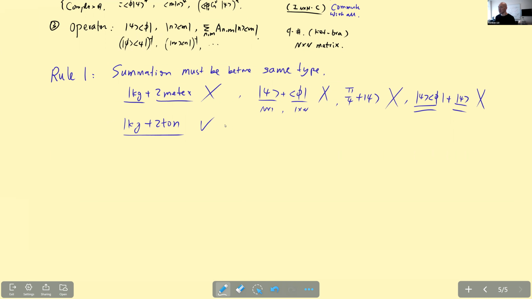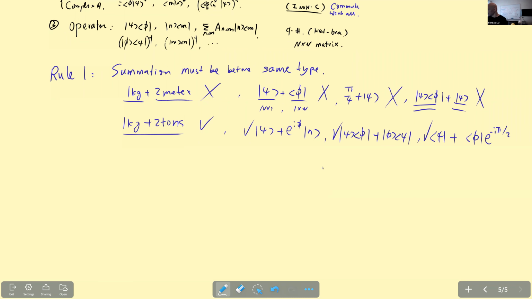Okay, this is okay, even though they have different units. Kg is mass, tons is also mass, so you can do the summation. So you can do this one, |ψ⟩⟨φ| plus e to the iφ and m. Okay, this is okay. You can have |ψ⟩⟨φ| plus |φ⟩⟨ψ|. This is operator plus operator, that's okay. You can have |ψ⟩⟨φ| plus |φ⟩⟨ψ| e to the minus iπ over 2. This is also okay.